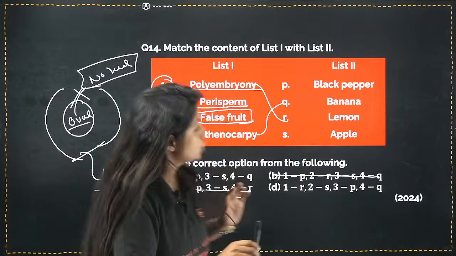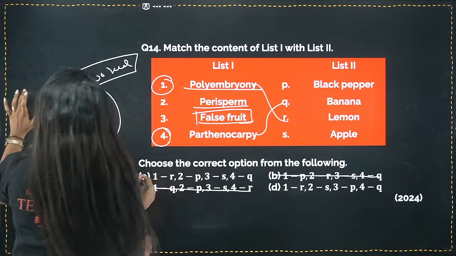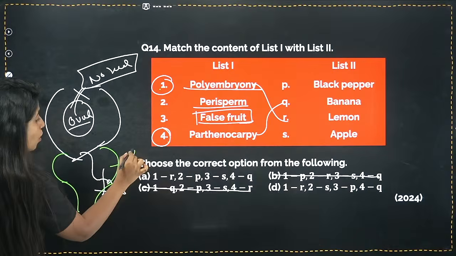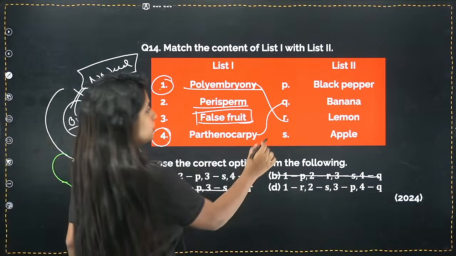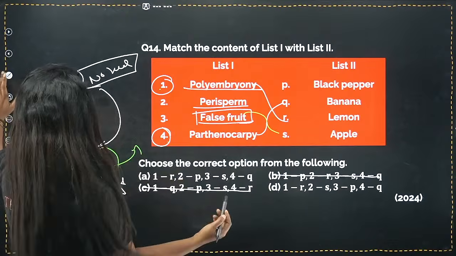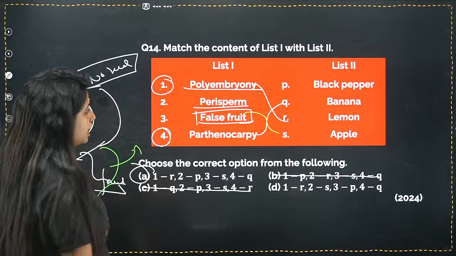Perfect. Okay. So yes, we were here. False fruit, so thalamus is this particular structure. Thalamus also contributes to the formation of fruit, and that happens in the case of apple. So 3 goes with S, and I have got my answer. My answer for this question is going to be A.